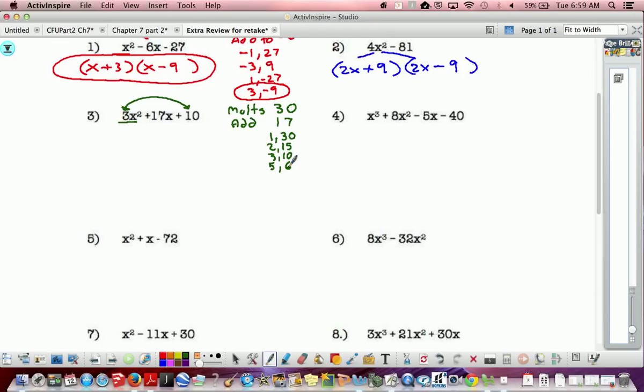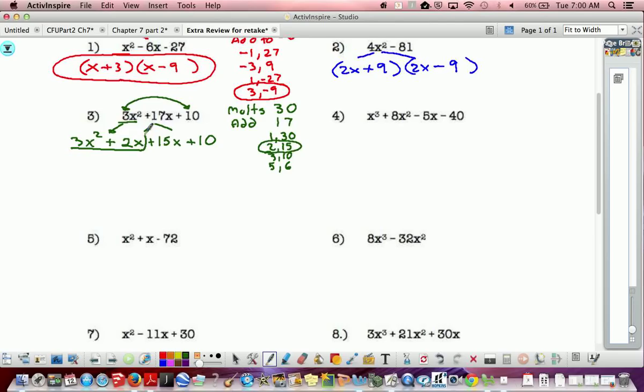I'm looking for 2 that add up to 17. And some of you might have been able to stop right after the second one. 2 and 15. So what I do is, I rewrite this 17x as 2x plus 15x. Now, I need to carry down the other two terms, the leading term, 3x squared, and the constant term, 10. And notice now how I have 4 terms. Anytime you get it to 4 terms, you want to now factor it by our grouping method.